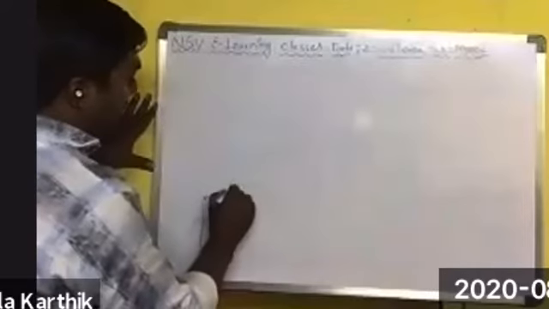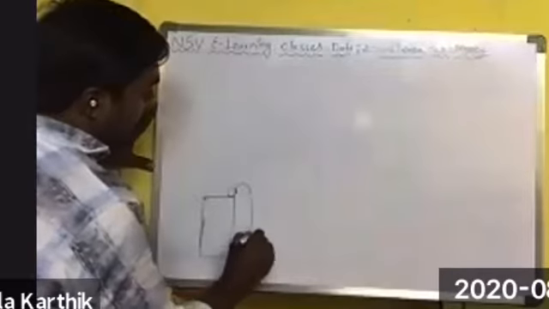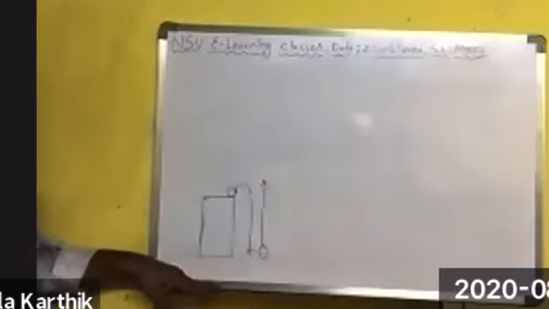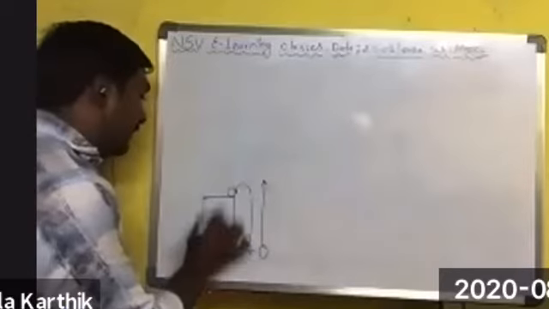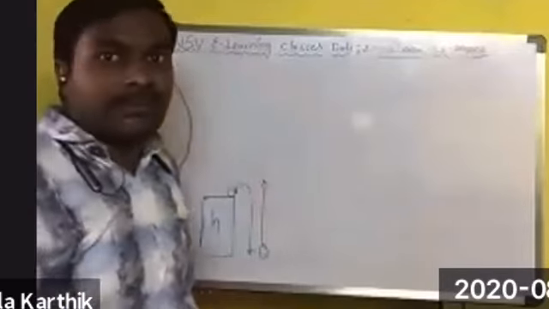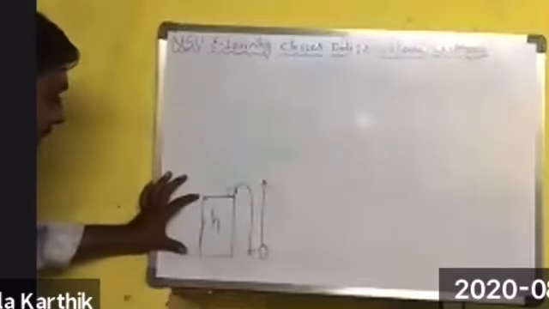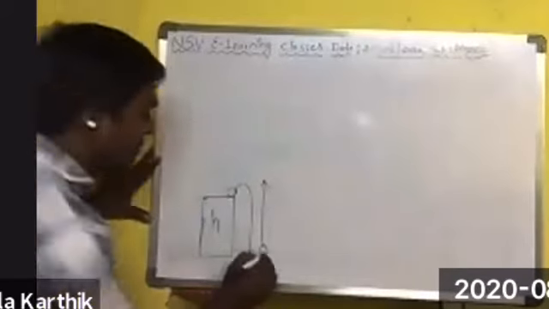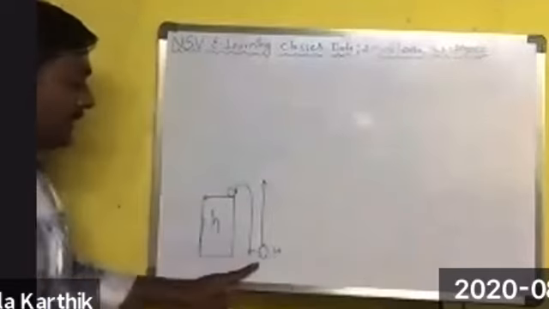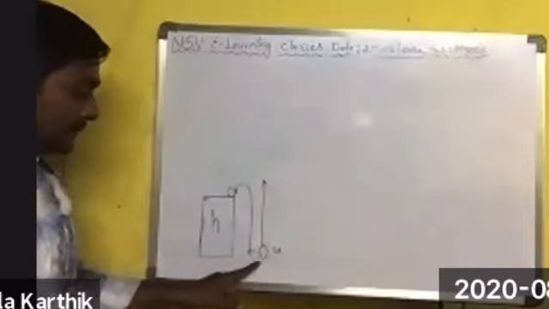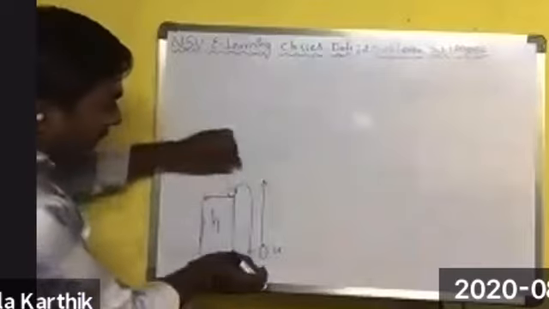One ball is freely falling and another ball is thrown vertically upward. This is the case now. The height of the tower is h, small h, and the initial velocity of the thrown body is u. When and where do they meet?